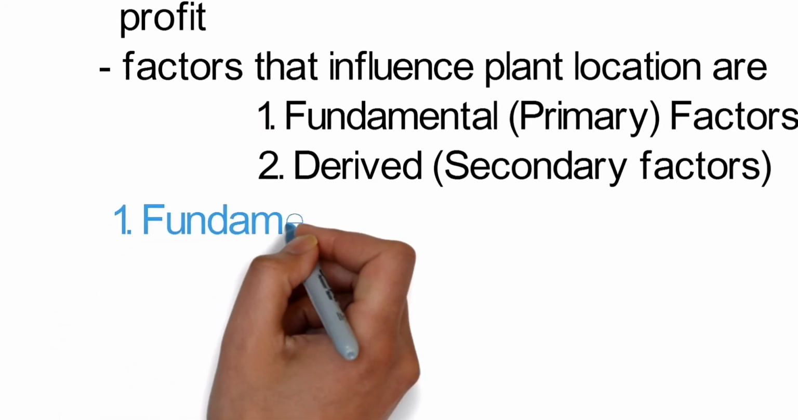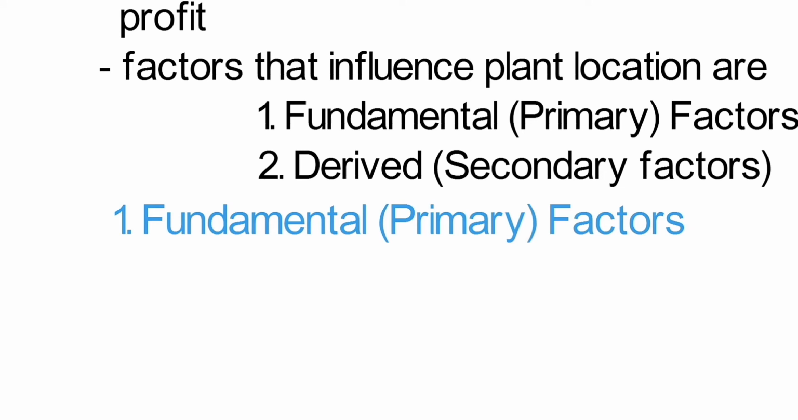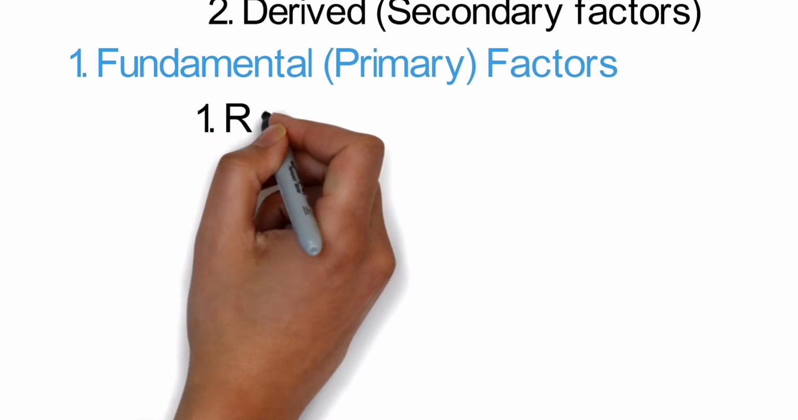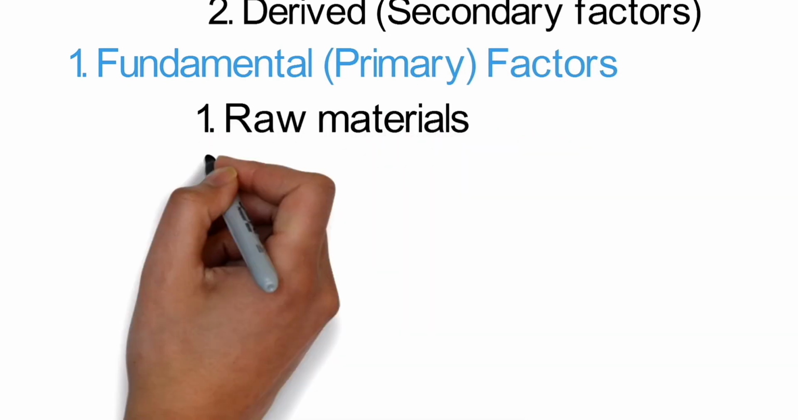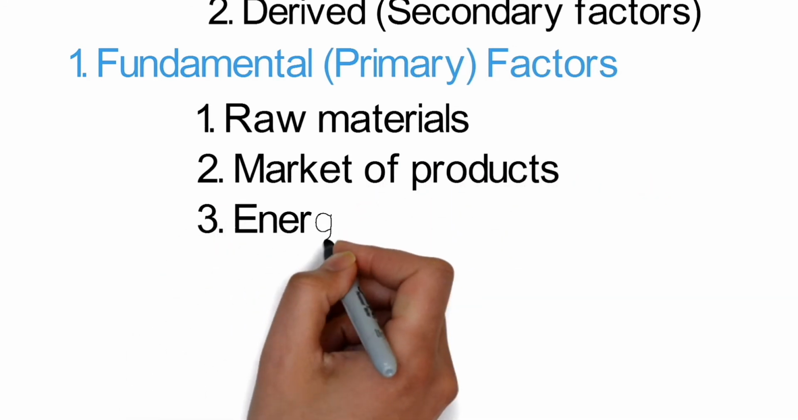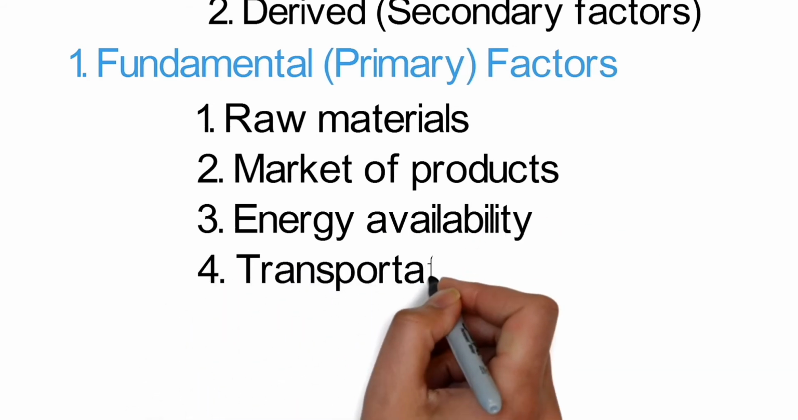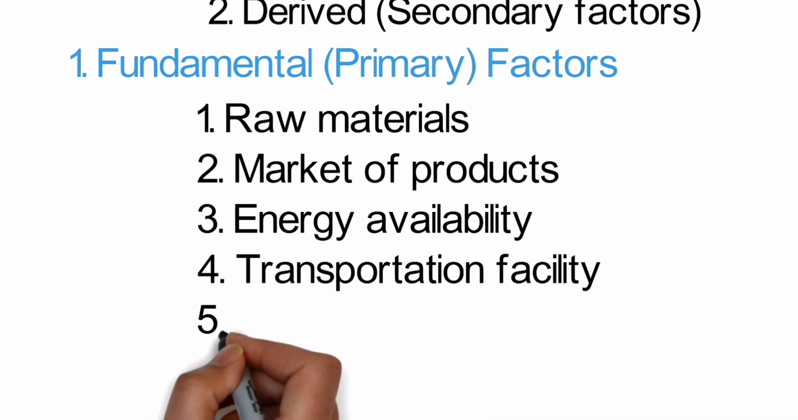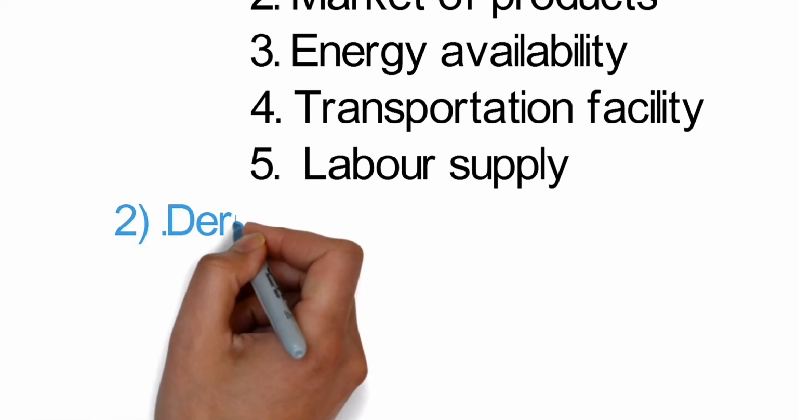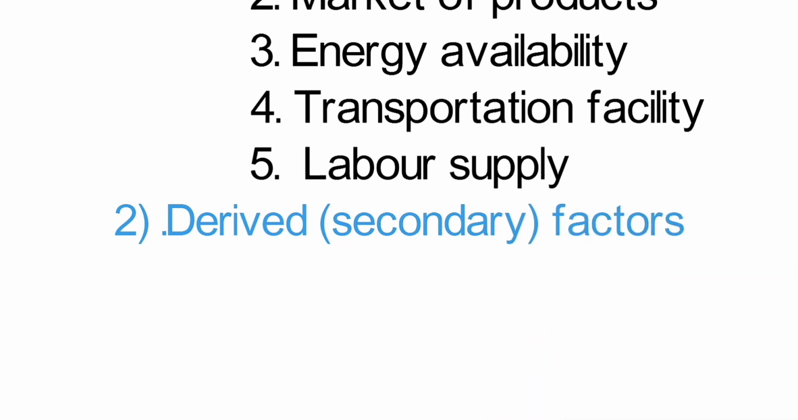Let me discuss the first one. Fundamental factors are primary factors. The important fundamental factors are: first, raw materials; second, market of products; third, energy availability; fourth, transportation facility; and fifth, labor supply. And the second one, derived or secondary factors.